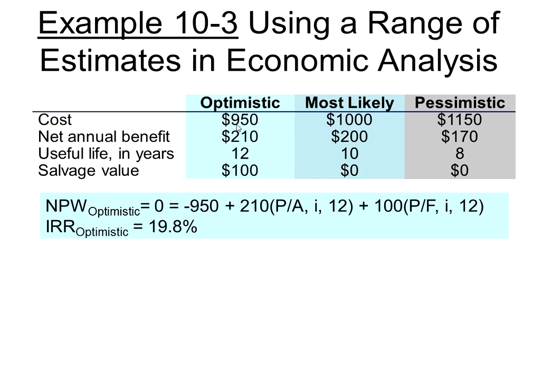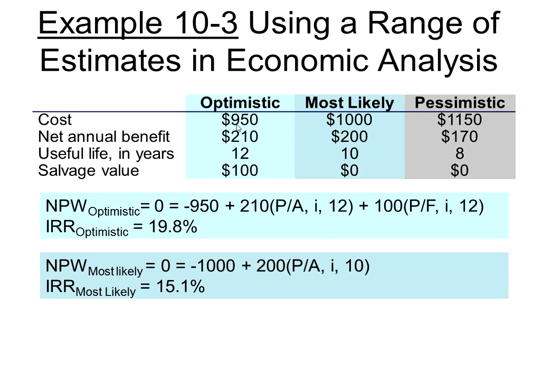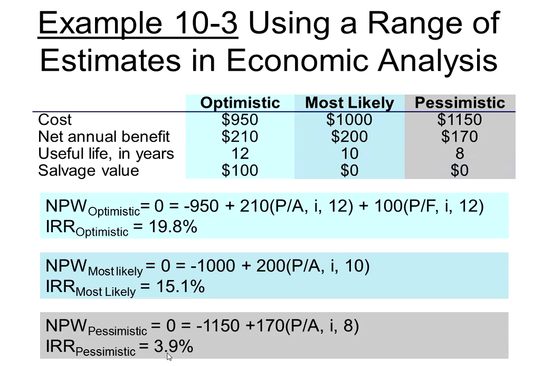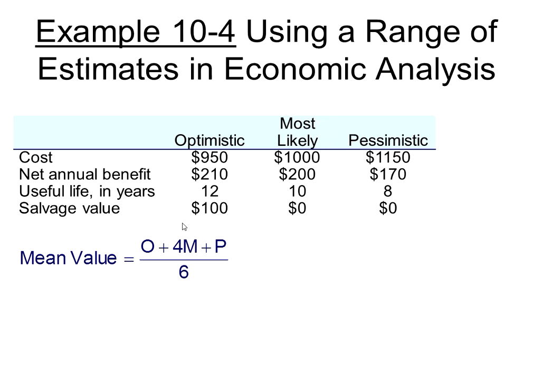We can also do the same for most likely and pessimistic. For most likely, in a similar way, we compute it using these values. We get 15.1%, and for pessimistic, we get 3.9%. So you see these internal rates of return. Now we can also use the beta distribution. Using the beta distribution, we can find mean values. We can find the mean value of the cost, the mean value of net annual benefit, the useful life, and the salvage value.